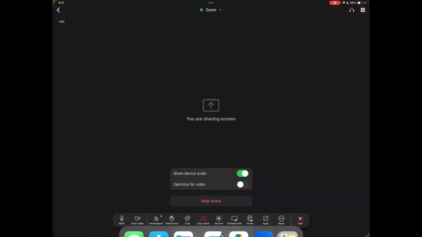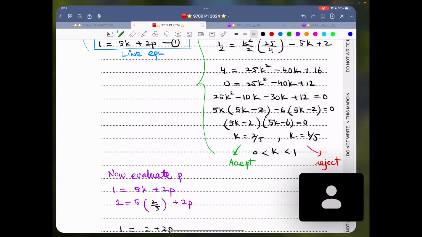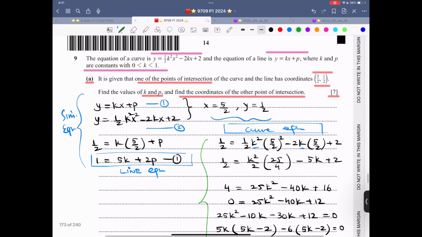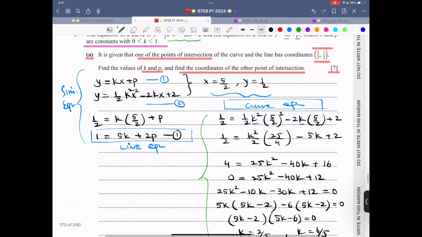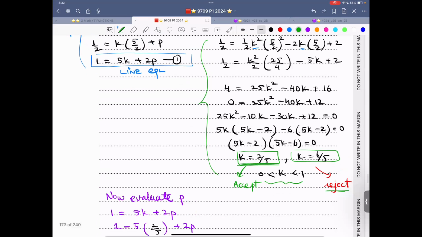So now, people, let's continue with this question. No, not this, it's right over here. So now the line equation has k and p, and the curve equation only has k. So the curve equation gives us two values of k. One is 2/5, the other one is 6/5. k lies between 0 and 1, so therefore accept this one and reject this one.